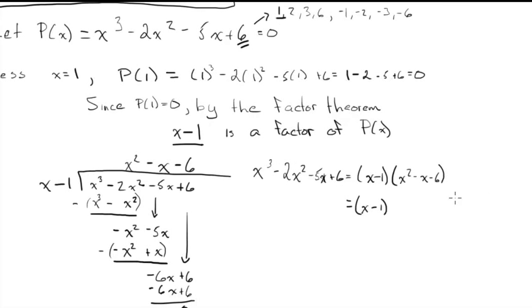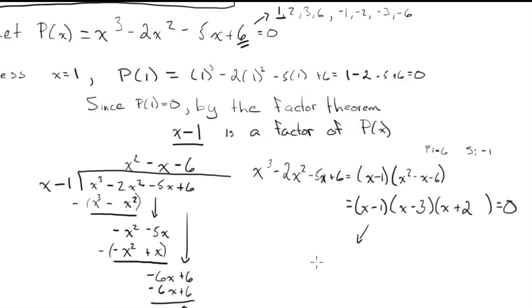So what multiplies to negative 6? So our product must be negative 6, and our sum must be negative 1. So what numbers multiply to negative 6 and add to negative 1? So those numbers would be negative 3 and positive 2.